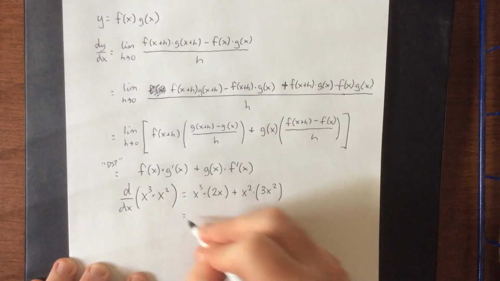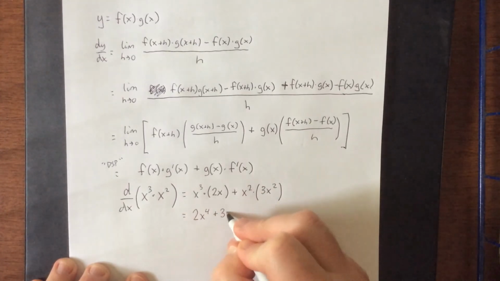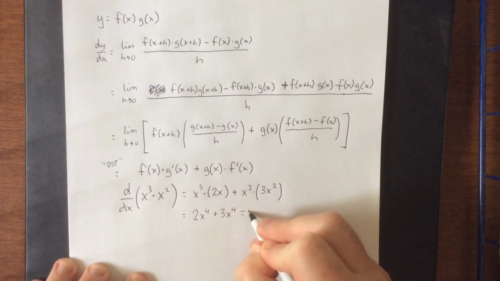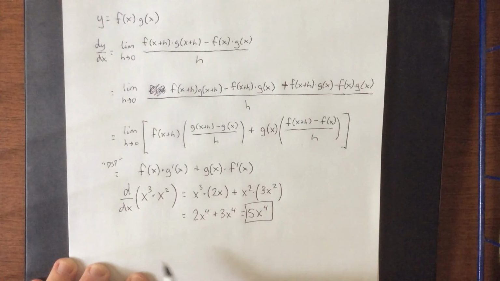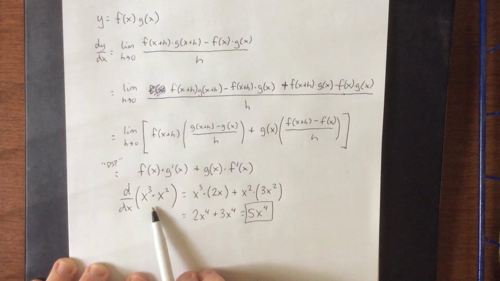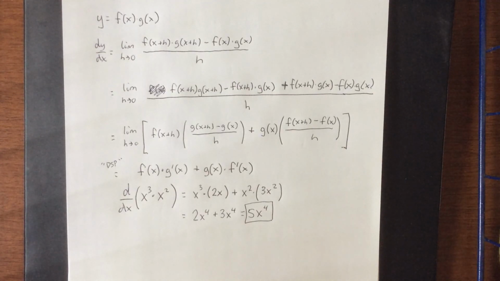It's all algebra all the time from here. This is 2x to the fourth plus 3x to the fourth, giving us a total of 5x to the fourth, which is, in fact, the correct derivative of x raised to the fifth power. So there is quite a bit of credibility to what we just did. More examples to come.